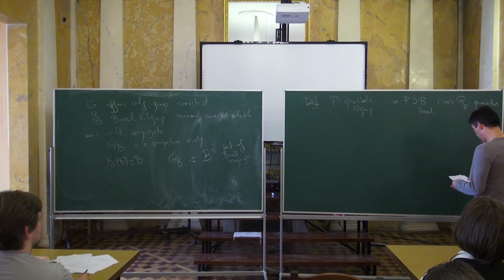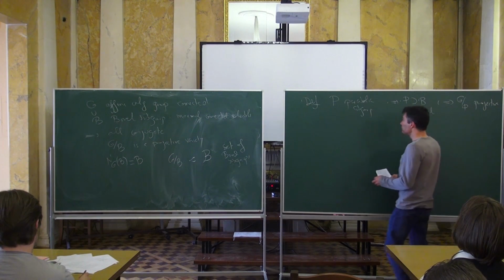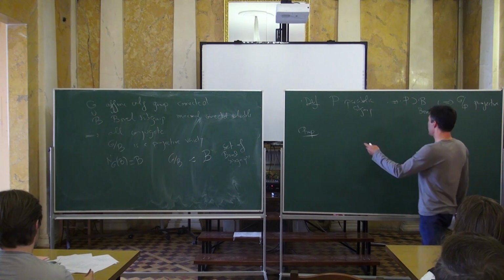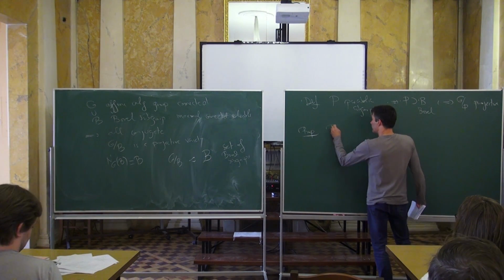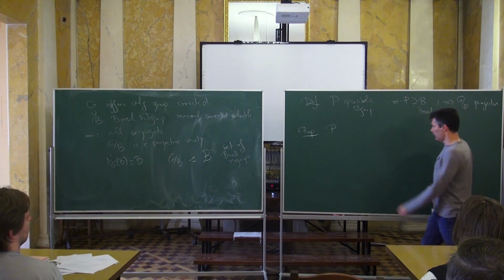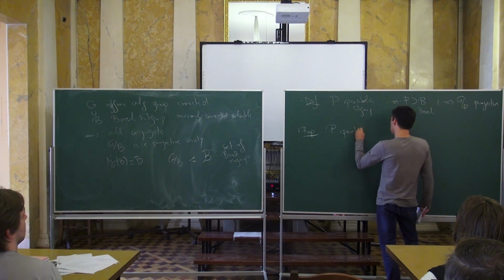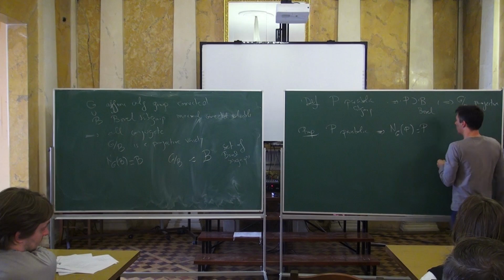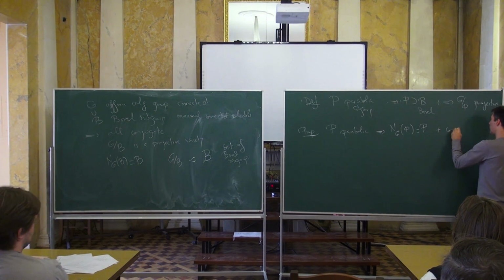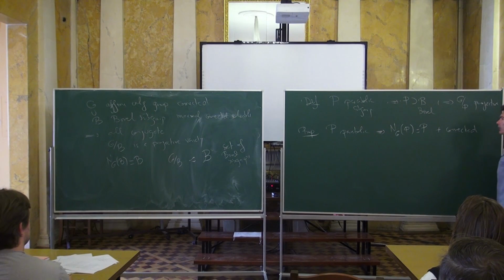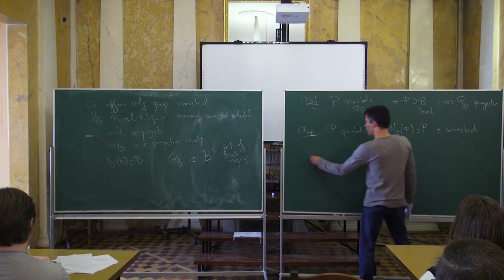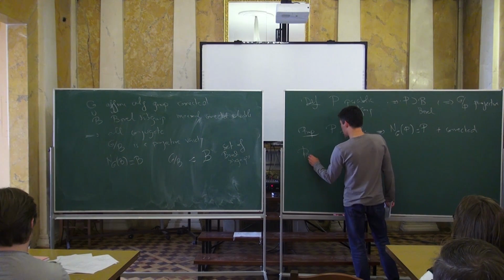Okay, so maybe let me start with a few simple observations that we can prove using what we know. So first, if P is parabolic, we have the same kind of result. It is its own normalizer. And it is connected, automatically. And this is a kind of result you can prove again by using the Borel fixed point theorem. Let me show you the proof.